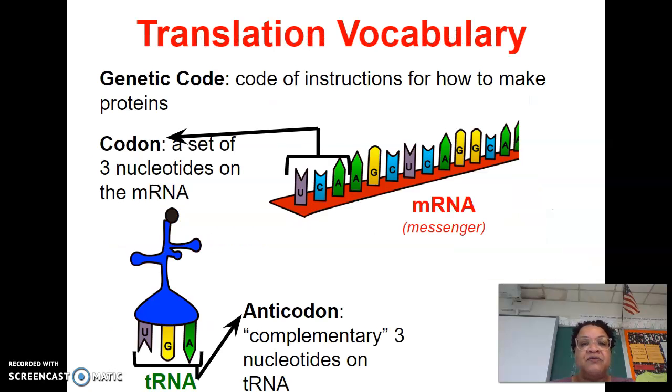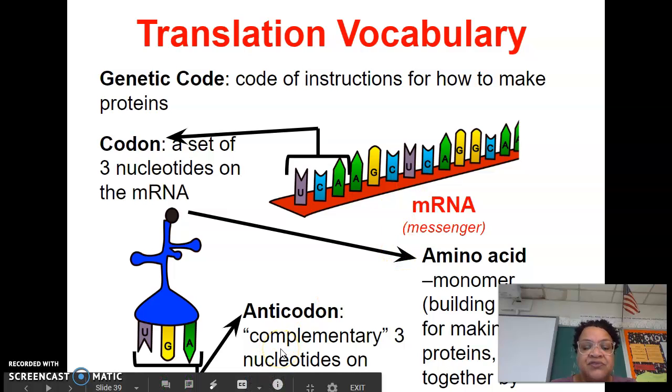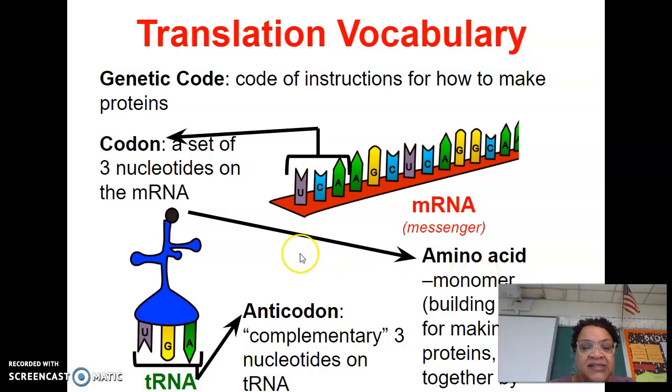So here's the vocabulary for protein synthesis. The genetic code is a code of instructions for how to make those proteins. The codon is a set of 3 consecutive nucleotides on the messenger RNA, and of course I want you to draw that. The anticodon is 3 consecutive bases on the tRNA, and the amino acid is on the tRNA at this attachment site. Pause this video if you need to.